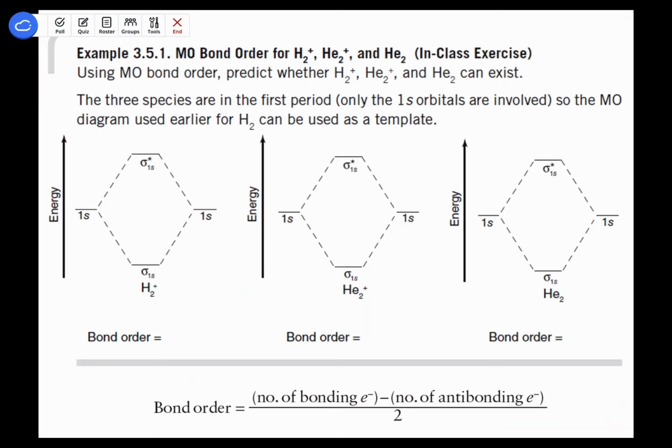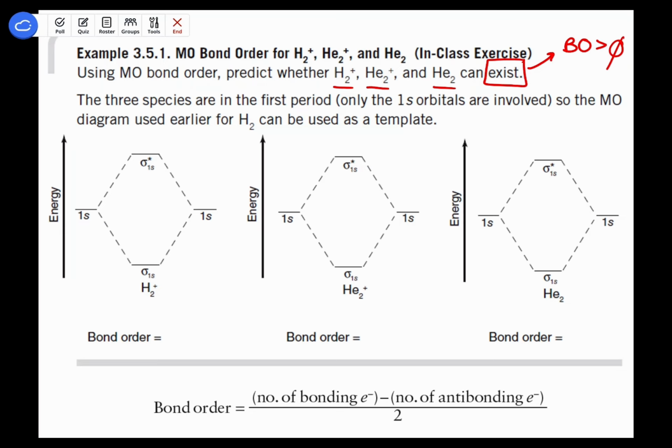Okay, so now let's do a few more examples filling out these molecular orbital diagrams. We're only working with the first period of the periodic table at this point. So basically hydrogen and helium. So we want to use these molecular orbital diagrams and predict whether these 3 species can exist. So what does that mean? Well, is the bond order greater than 0? Does it at least have like a half or a 1 bond order to hold these together? So let's work on filling these out together.